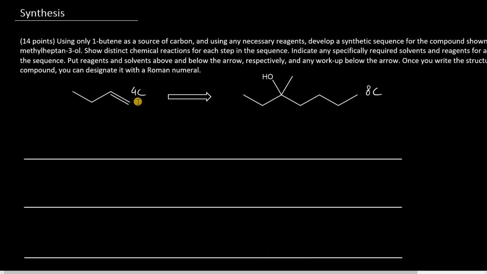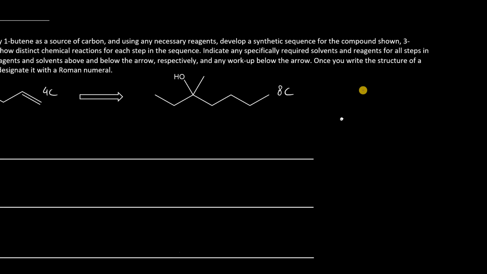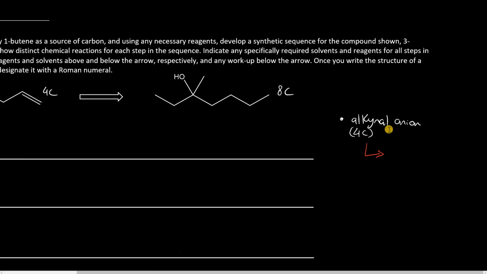And we're asked to synthesize 3-methyl-3-heptanol, that's an 8-carbon compound. So in some way we need to modify 1-butene in 2 different ways so that we have a nucleophile that can attack a 4-carbon electrophile, of course oxygen containing, to result in this 8-carbon compound. The first thing that I can think of is an alkynyl anion. And like we said, that could be used to attack a 4-carbon compound that's electrophilic enough. Now this 4-carbon nucleophile can attack another 4-carbon electrophile to form this 8-carbon compound.